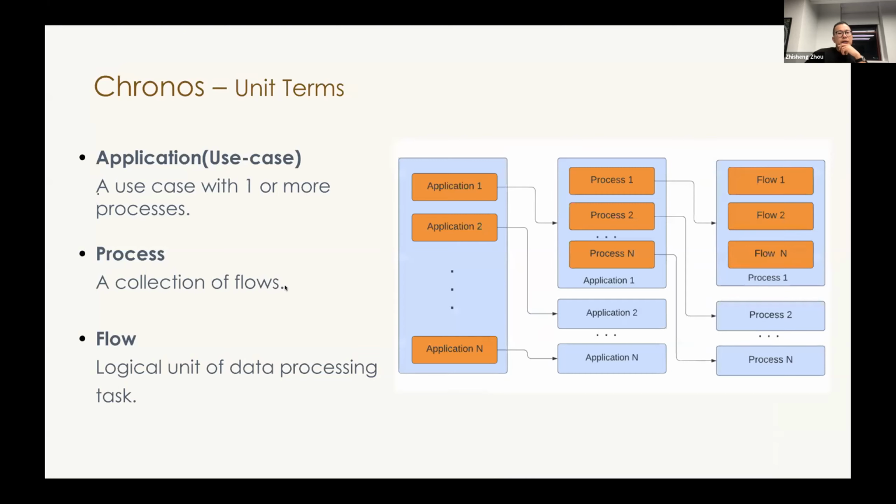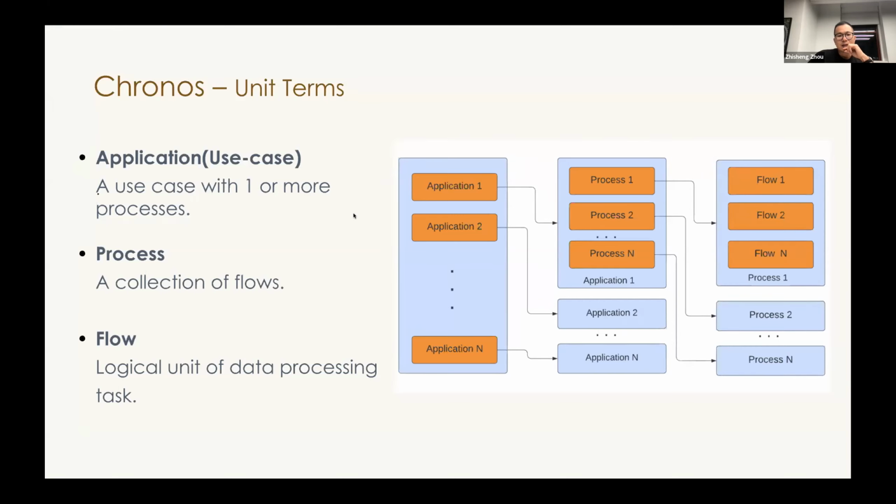Yeah, so I want to talk a little bit more about how each use case looks in Cronus, and also how one use case is separate from the other. Before we talk about that, we need to understand some terms used in Cronus. We have three levels of units. One is the use case. Each use case has multiple processes, and each process could have multiple flows. The flow is the fundamental unit of data processing tasks.